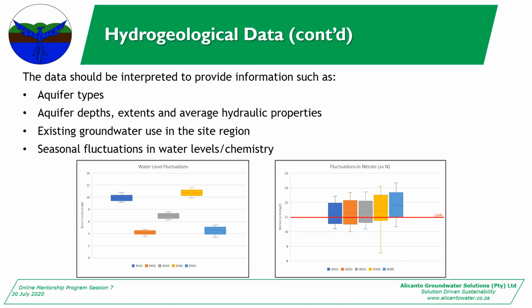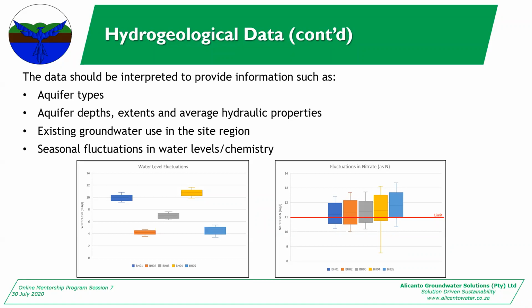Your depth of the aquifer, where it starts, where it ends, how thick it is, what its extent is, its vertical extent, lateral extent. And then your average hydraulic properties, if you can get that. What is the expected conductivity? What's the expected storage?